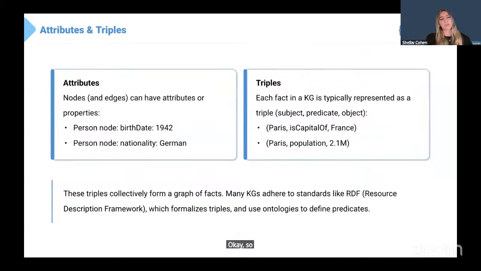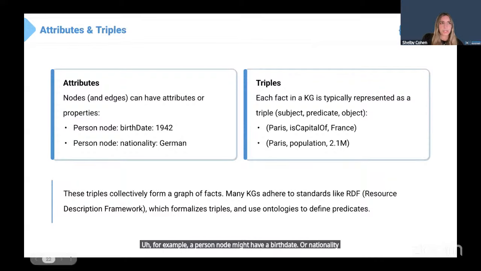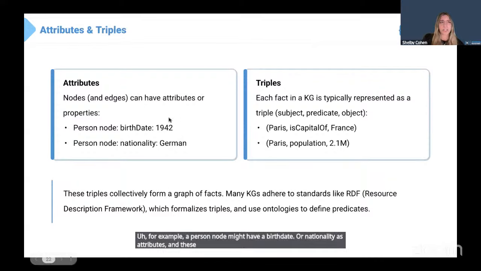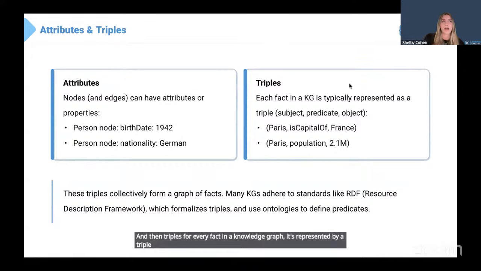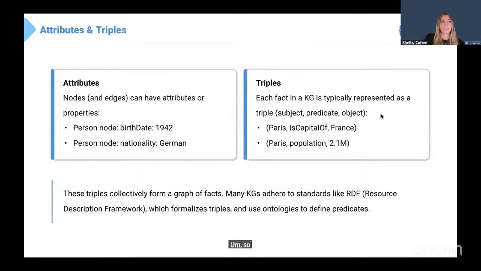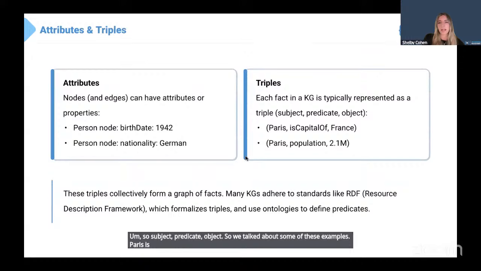Okay, so attributes: nodes and edges can have attributes or properties. For example, a person node might have a birth date or nationality as attributes, and these provide additional details about each entity. And then triples: every fact in a knowledge graph is represented by a triple usually. So subject, predicate, object. So we talked about some of these examples. Paris is capital of France, or Paris population 2.1 million.